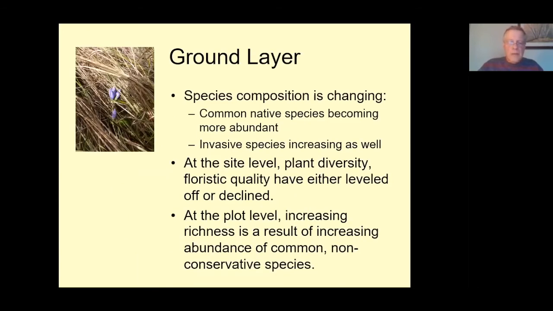In the ground layer, species composition appears to be changing, with common native species becoming more abundant and several invasive species remaining well established and in some cases increasing. At the site level, plant diversity and floristic quality have either leveled off or declined. The increase in plot level richness is due to common native species becoming more widespread.